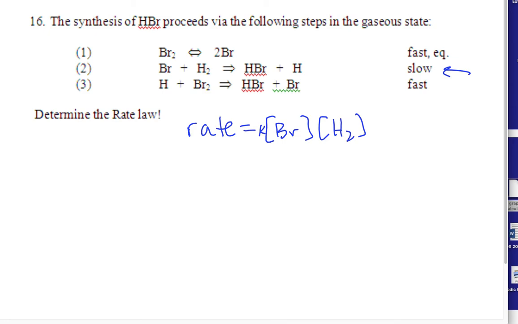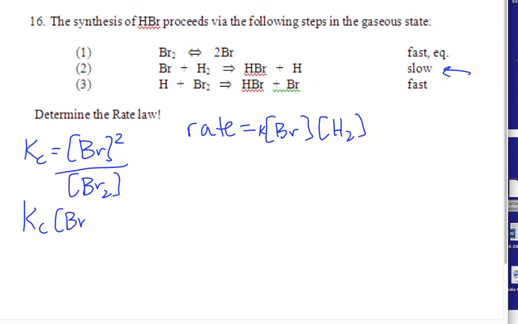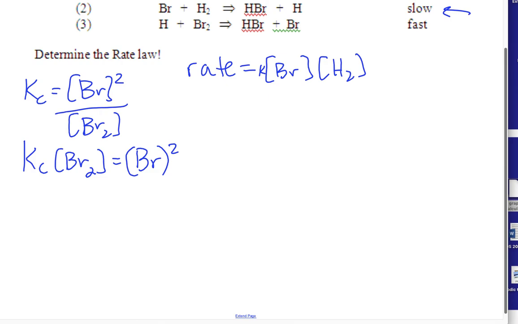My bromine is not supposed to be there. That is an intermediate. I've got to get it out of my rate law. So I'm going to go to the equilibrium step. My Kc is equal to Br squared divided by Br2. That's just the equilibrium constant. I'm going to isolate my Br, and so we get Kc times Br2 is equal to Br squared. Can I plug in Br squared for Br here? No. What do I have to do? Square root. So that makes me Kc. I'm just going to square root them separately. Br. What's another way to write square root, though? Yeah, to the 1/2.